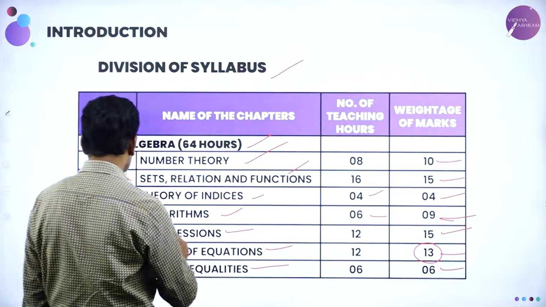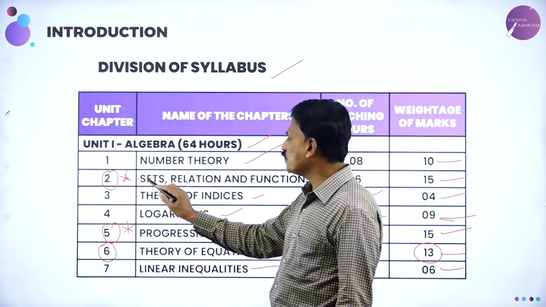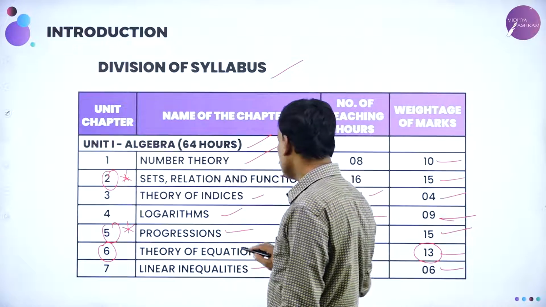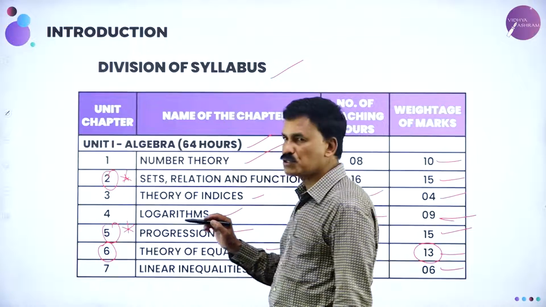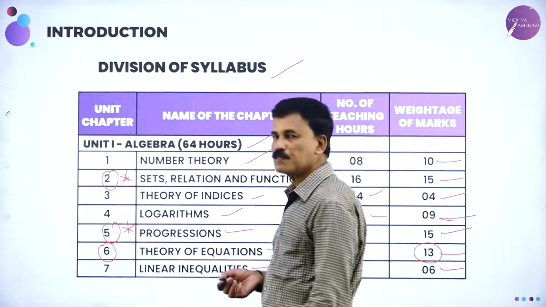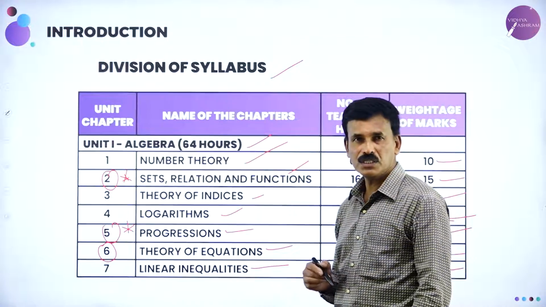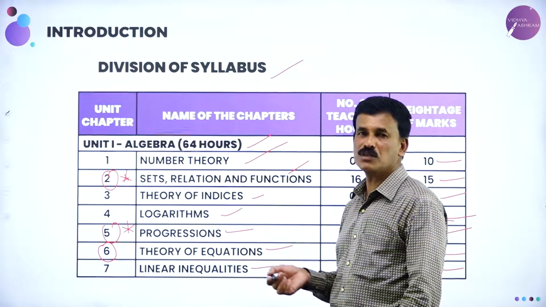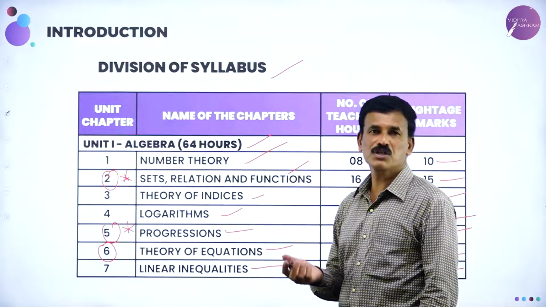So among these 7 chapters, the very important chapters are sets, relations and functions for 15 marks, progressions for 15 marks, and then theory of equations for 13 marks. So totally 30 plus 13 is 43 marks you will get from these 3 chapters itself. Okay, the PUC package will be from these 3 chapters. If you read these 3 chapters, you are going to get more than 40, the PUC package.